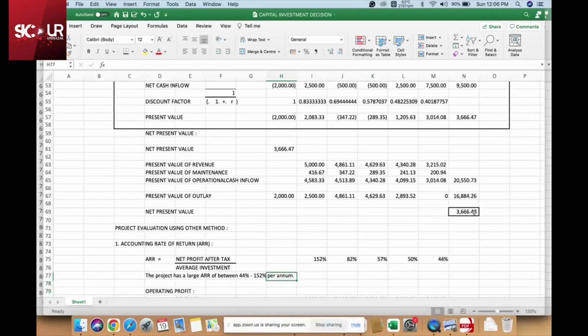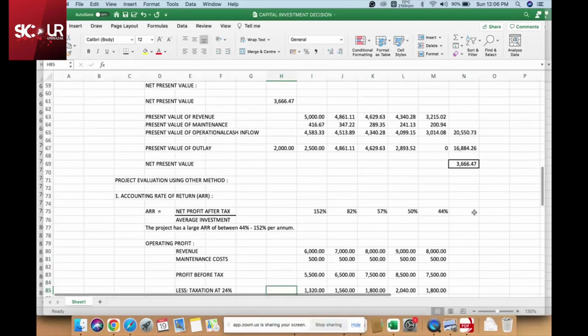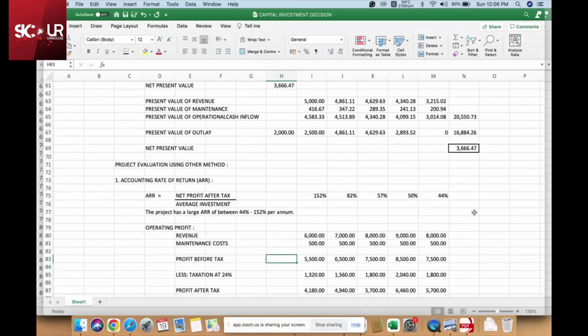Okay, thank you. Right. Now after we have done the net present value analysis, we go into the other methods of evaluation of this project, and we will start with the conventional method of accounting rate of return. This is the accounting rate of return. Accounting rate of return is the net profit after tax divided by the average investment.